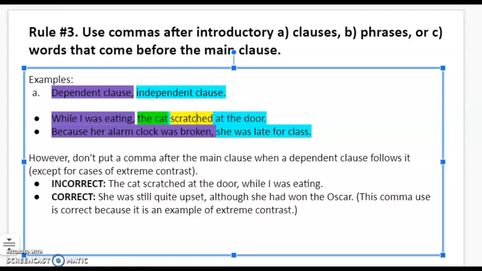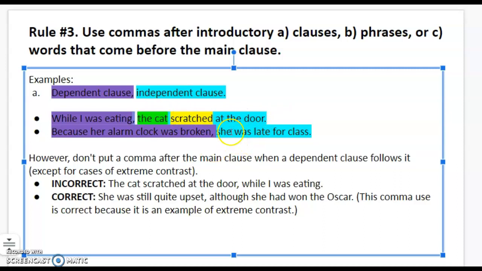Scratched is what he's doing. That's the verb. So I know that's the main subject and verb of my sentence. So whatever comes before it, I need a comma after that to signal, oh, hey, this is the real start of my sentence. This is who the sentence is about.